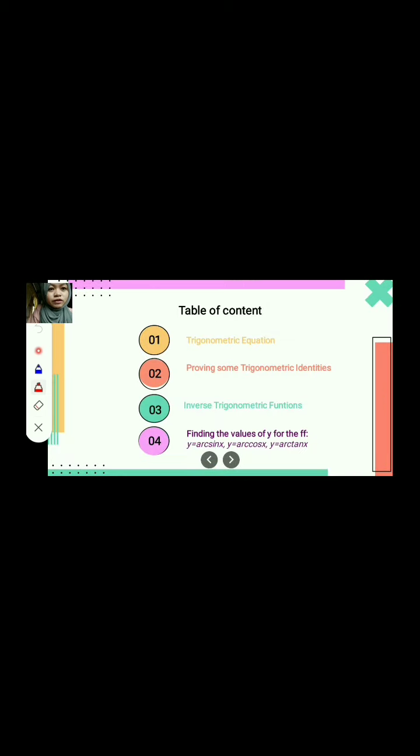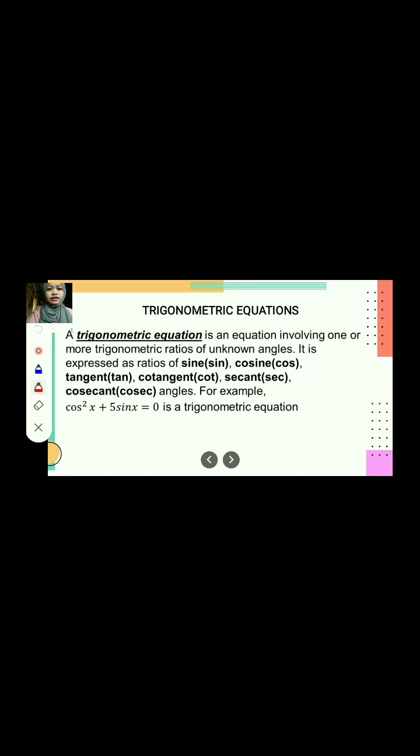In this video, I'm given a task to discuss these topics. First is the trigonometric equation. Second, proving some trigonometric identities. Third, inverse trigonometric functions. And the last one is finding the values of y for the following: y equals arcsine x, y equals arccosine x, and y equals arctan x. So without further ado, let's get started.